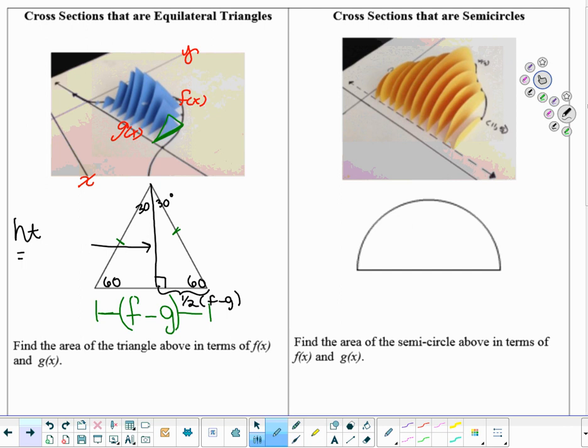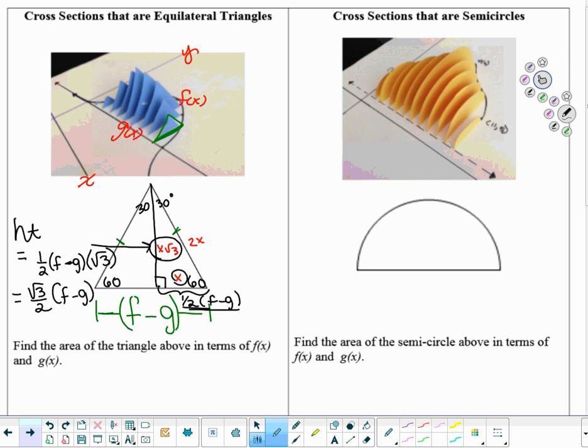This height of the triangle, in a 30, 60, 90, remember how those went: x, x root 3, twice x. That was the pattern for a special right. Helpful information. So now I know that my height is simply the x value, which happens to be 1/2 f minus g, multiplied by square root 3. That would simplify down to square root 3 over 2 of f minus g.